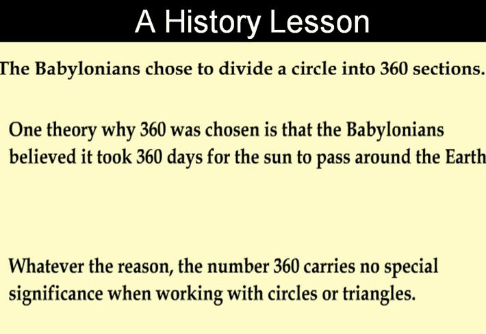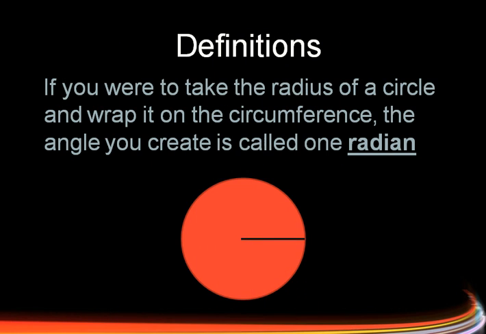So therefore, we need something maybe more mathematical that deals with relationships in our circles. And we have something called the radian. What a radian is, is the measure of the radius of our circle that is going to be wrapped around the circumference. And what is going to be formed is an angle. And this angle will be called 1 rad. So again, if you were to wrap the measure of the radius along the circumference, you would form an angle. And this angle would be called the radian, or rad for short.